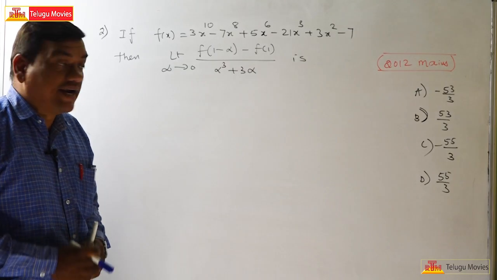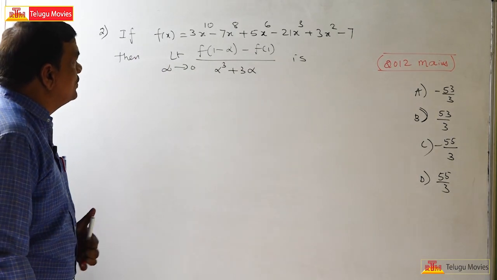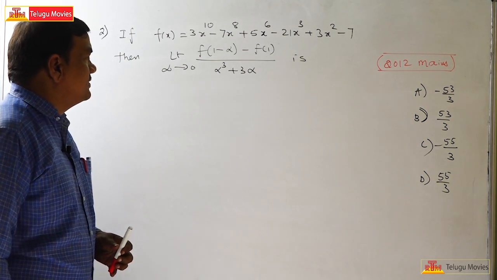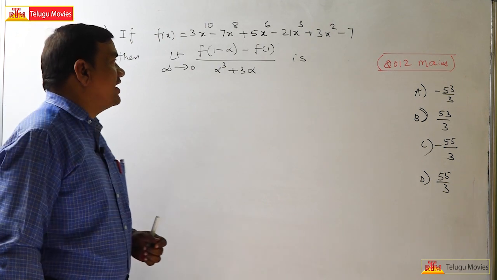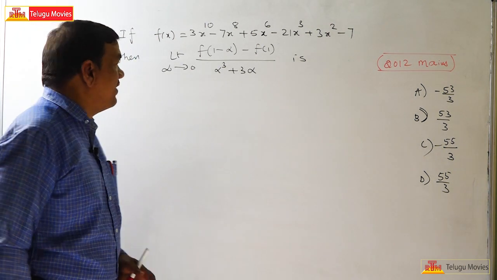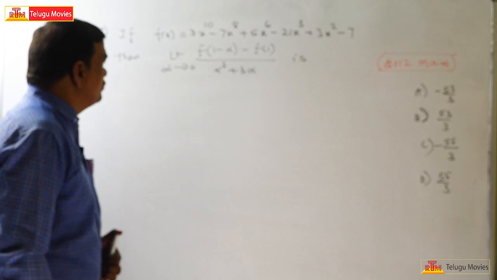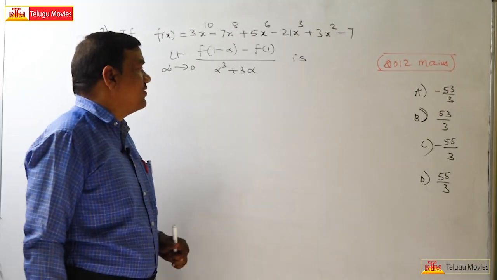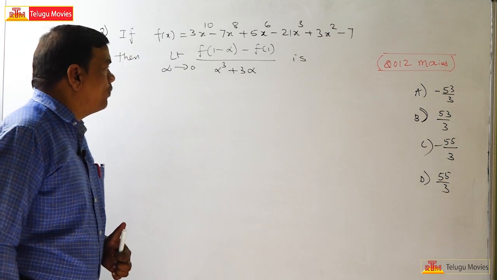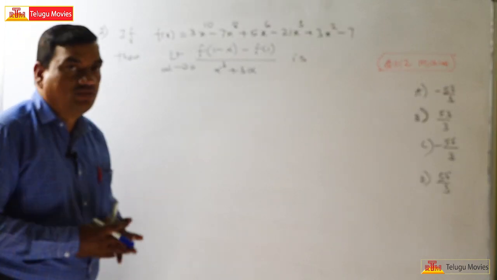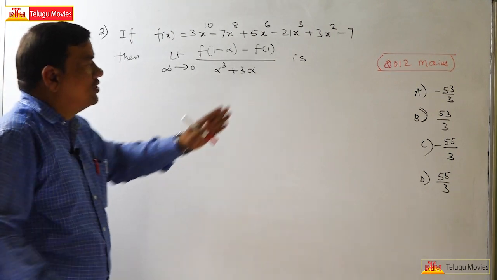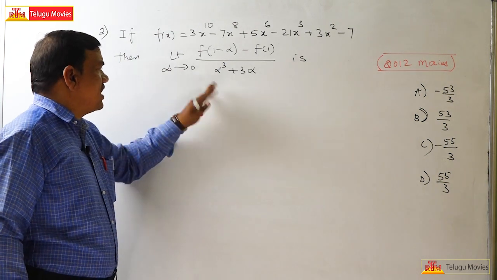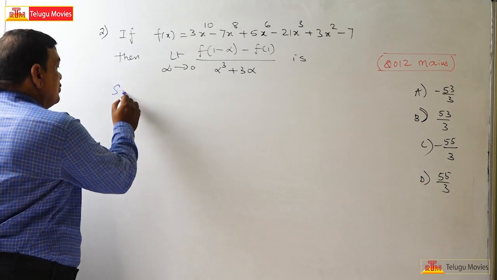Welcome to this second problem. If f of x is equal to 3x to the power of 10 minus 7x power 8 plus 5x power 6 minus 21x cube plus 3x square minus 7, then limit alpha tends to 0, f of 1 minus alpha minus f of 1 by alpha cube plus 3 alpha is equal to how much? We are asked to find out this value total. So there is a finite answer. Then how to do? Yes, first, let us see the solution.